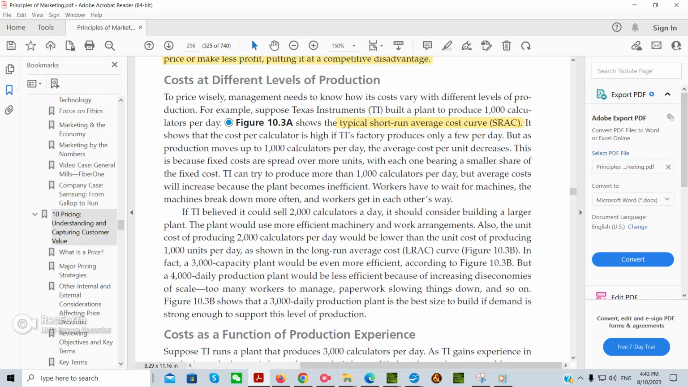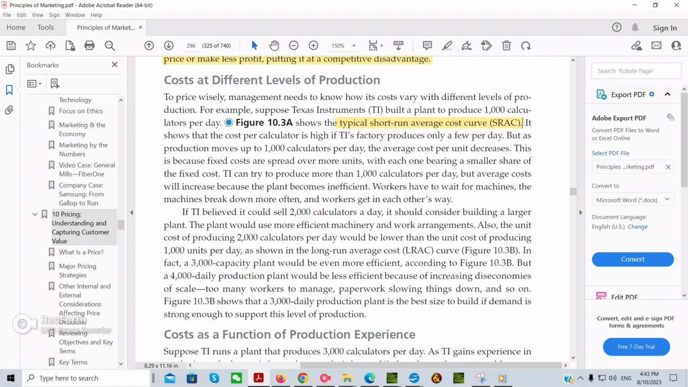It shows the cost per calculator if TI's factory produces only a few per day. So if you look at the total cost of producing X amount of items, the unit cost is the amount that it takes to produce all those items divided by how many units.